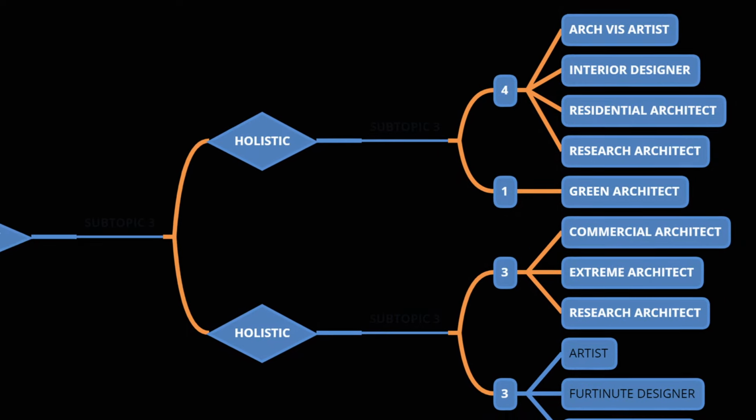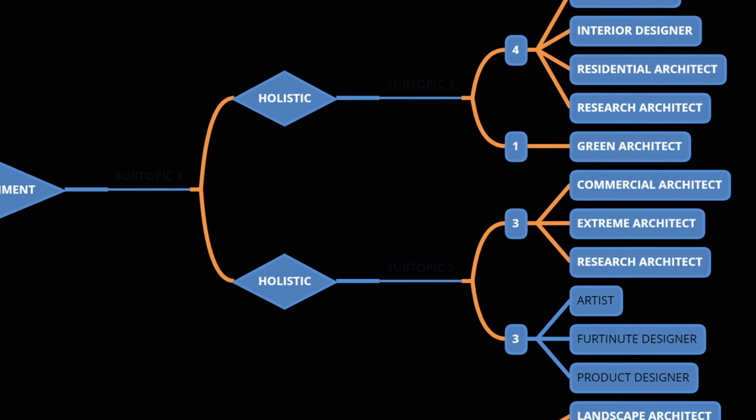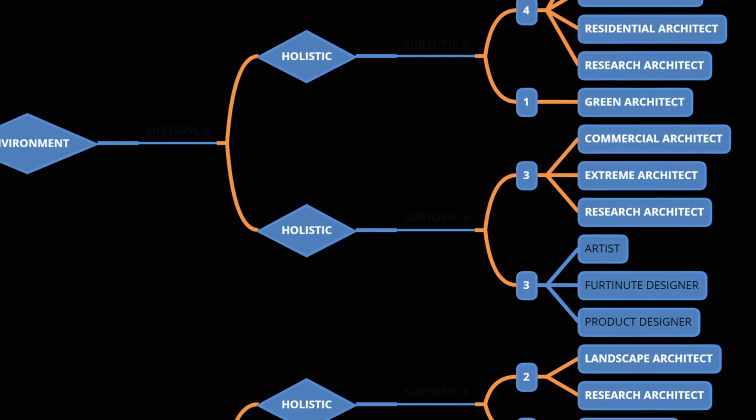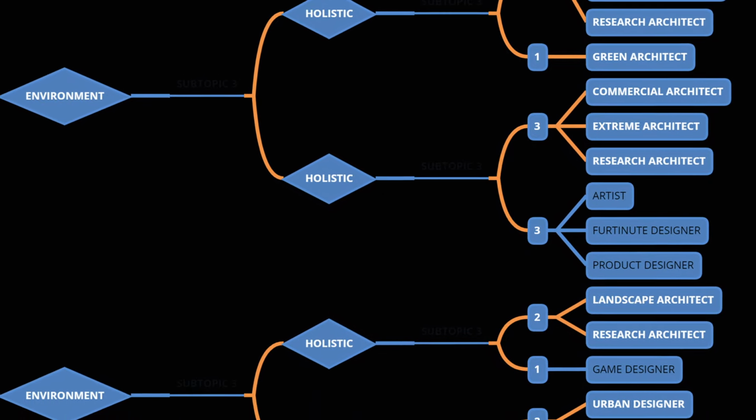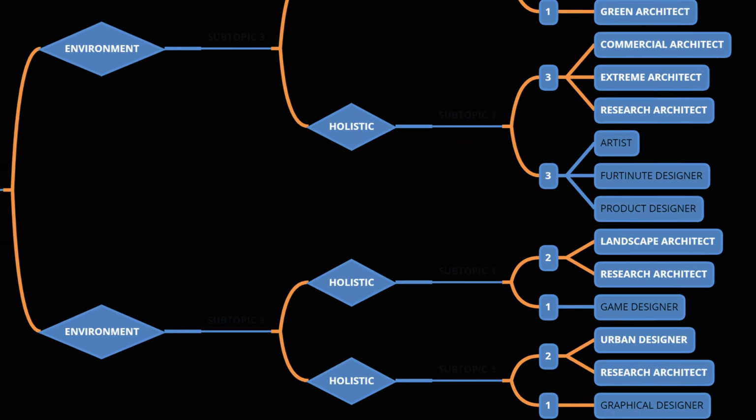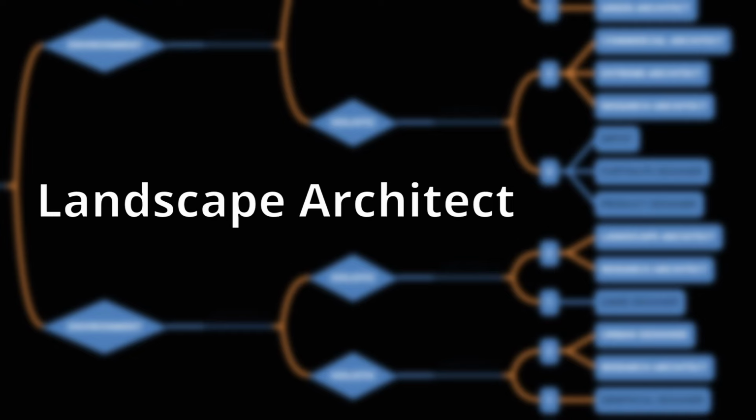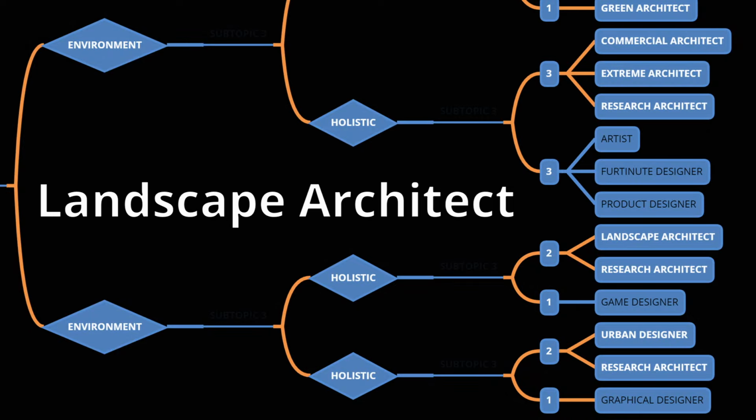Then we come to the group of professions where materials are not as important, since they deal with the surrounding and less with the building itself. In this case, we can talk about the design and planning of outdoor spaces that are practical and aesthetically pleasing, such as gardens and recreational areas.